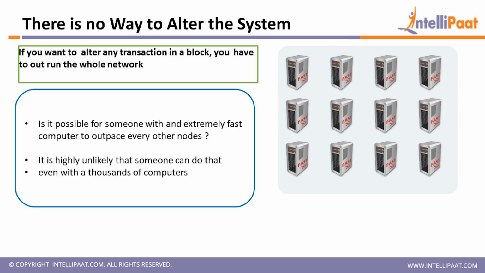If you want to alter any transaction in a block, you have to outrun the whole network. You have to make the changes in the whole ledgers, whole nodes, and it becomes really difficult, impossible actually, to change the data or transaction data inside the blockchain network. Now the question arises: is it possible for someone with an extremely fast computer to outpace every other node? It is highly unlikely that someone can do that even with 1,000 computers.